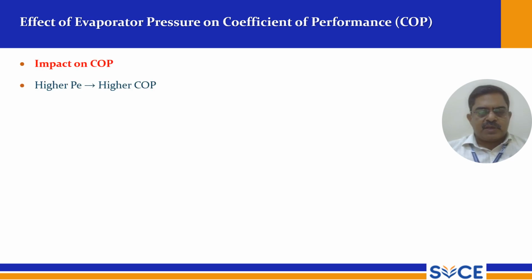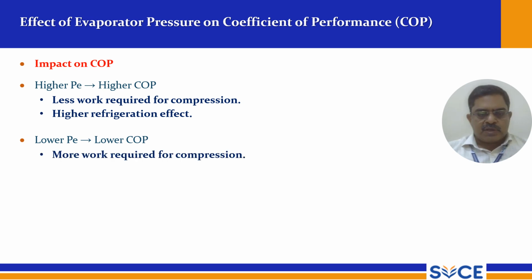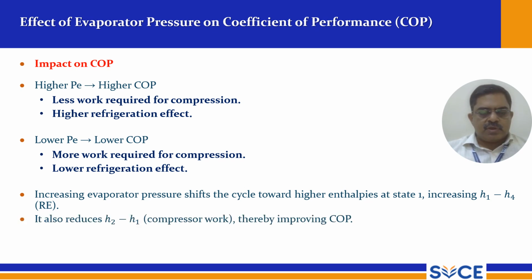So, impact on COP. A higher PE gives a higher COP, so that is desirable: less work required for compression and a higher refrigeration effect. A lower PE yields a lower COP, more work required by the compressor, and a lower refrigeration effect. So lower PE is not desirable. Increasing evaporator pressure shifts the cycle towards a higher enthalpy at state 1, increasing H1 minus H4, that is the refrigerating effect. It also reduces H2 minus H1, the compressor work, thereby improving COP.